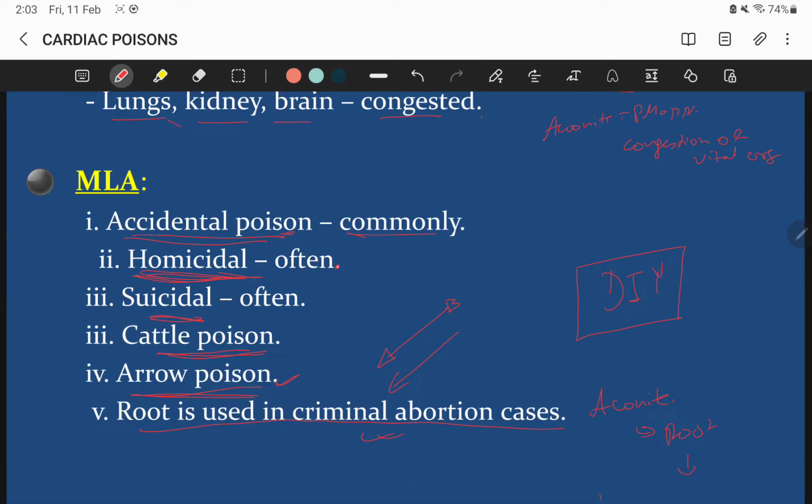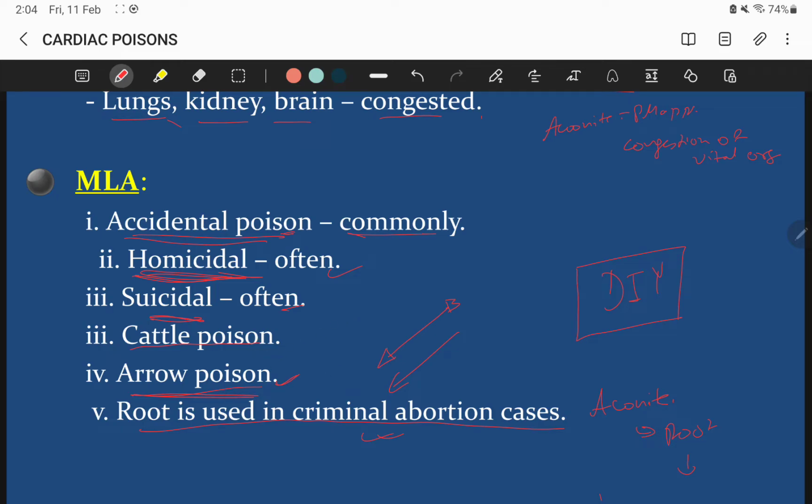Okay, so the medical legal aspect: it is an accidental poison. Commonly, people don't know that it is a very poisonous plant, and then they play with it. Even 1 gram can be fatal, right? And in the case of aconitine, it is only 2 to 5 milligrams, so accidents are very common. Okay, and then homicidal: if someone has very profound knowledge of how to kill and get away, they can use aconite also. Okay, and then suicidal, often.